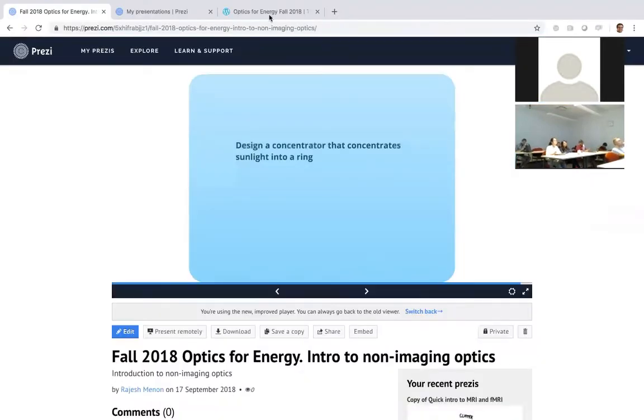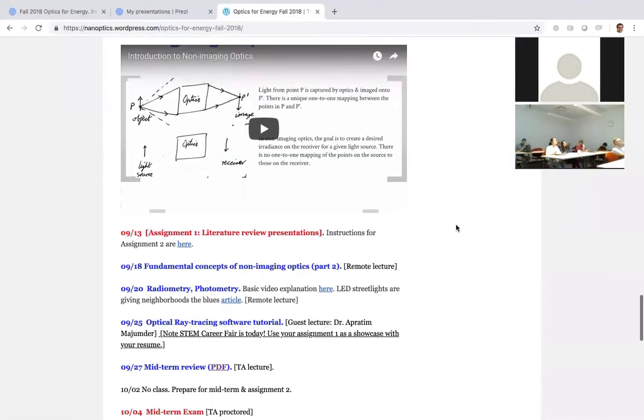I just want to also point out very quickly on the schedule that we are here. On Thursday, we'll talk about radiometry and photometry. And next week, we have the ray tracing software tutorial. So make sure you come with the console already installed or have access to console on your laptop so you can follow along. Okay? And of course, then we have the midterm review. So be aware that we have the midterm on October 4th. I'm going to stop here and ask if there are any questions.